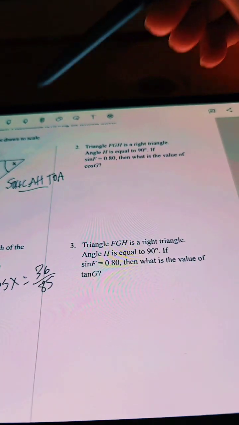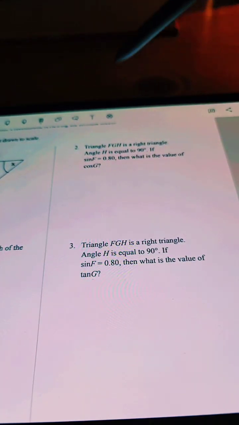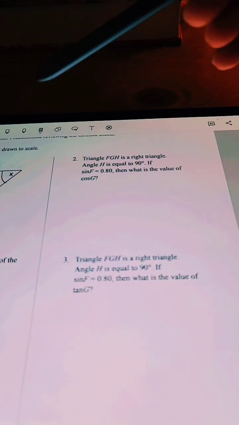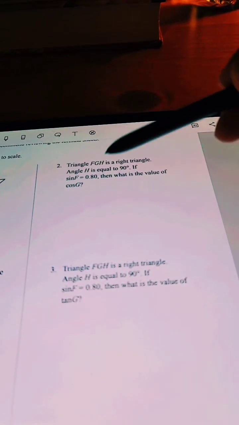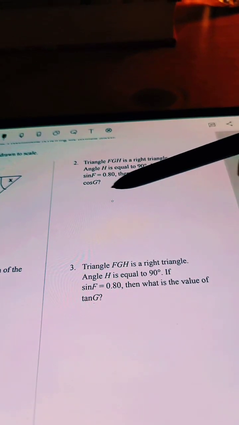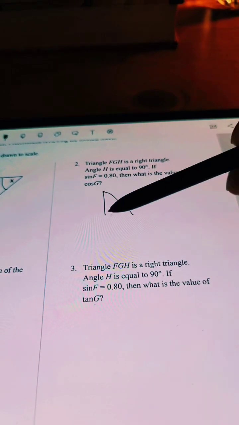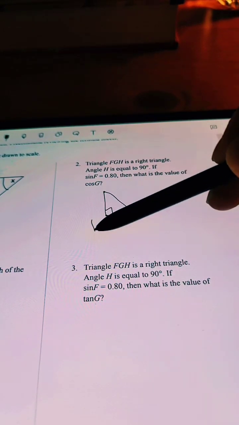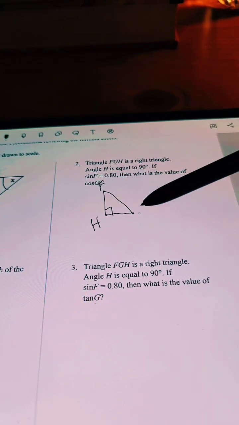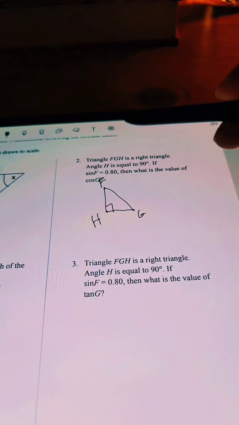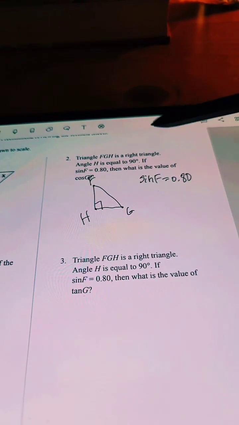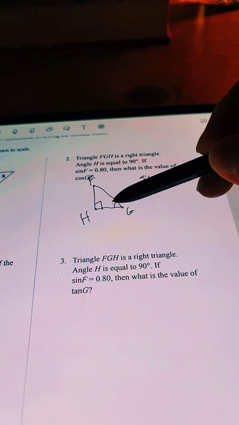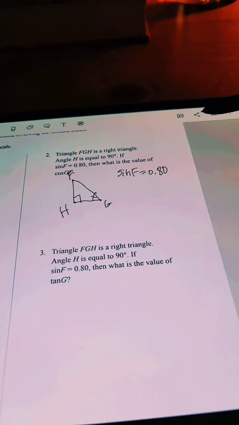Okay, let me just erase this right here so it doesn't carry over. Okay, so now let's go to number 2. It says that triangle FGH is a right triangle, and angle H is the one that has the right angle. Angle H is 90 degrees, so let's draw that out really quick. So this will be angle H, and we could say this is F and this is G. If sine of F is equal to 0.80, then what is the value of cosine of G? So we want to find cosine of G, cosine of this angle right there.